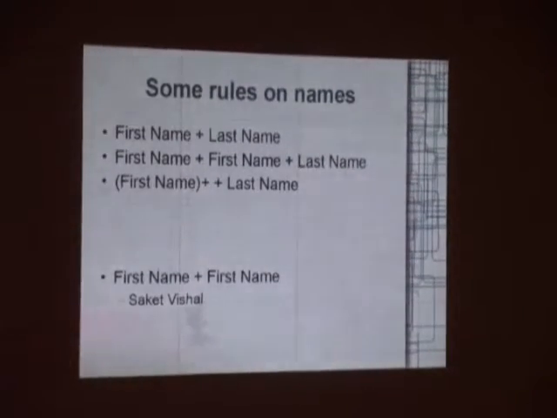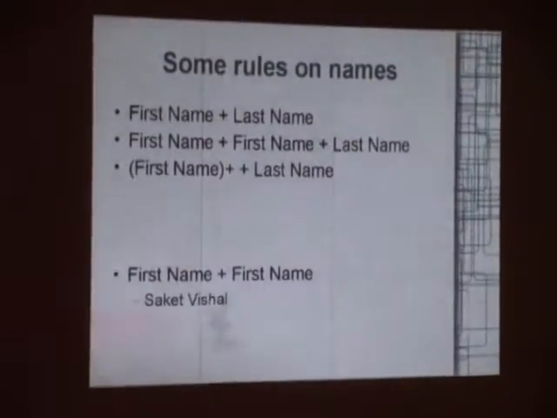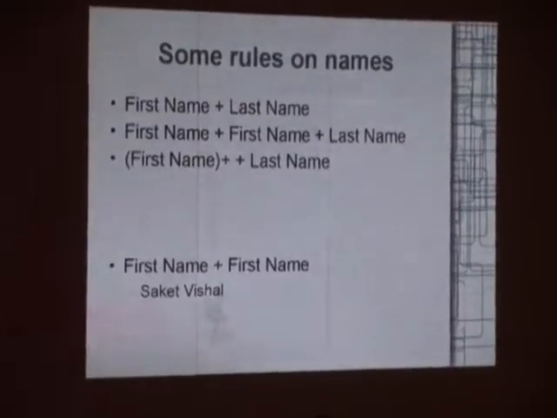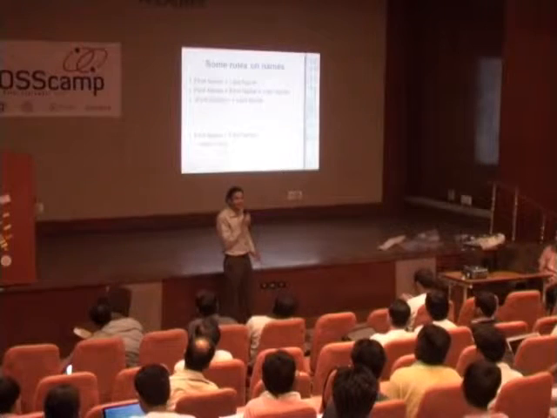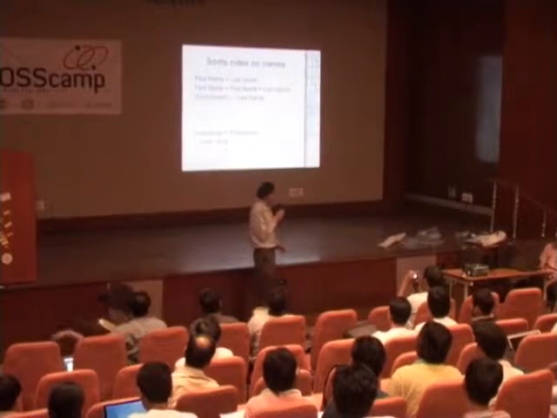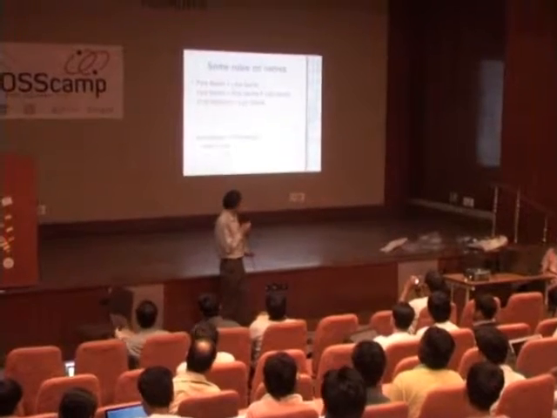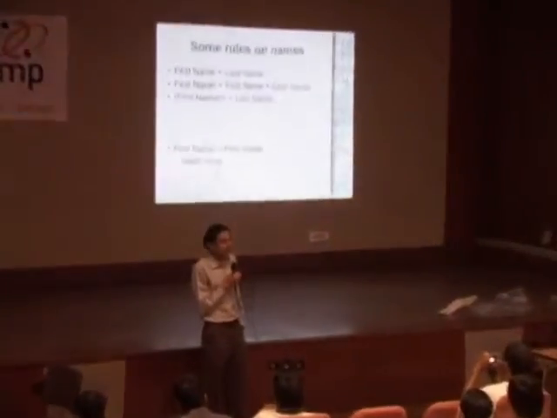These are some of the rules which are related with names. The last example we saw, it was first name plus last name. And there are many other rules which can be associated with names. There is an exception, the last one, which I have kept over there. That's my name. It's a double first name kind of thing. But there are a lot of exceptions like this in India.